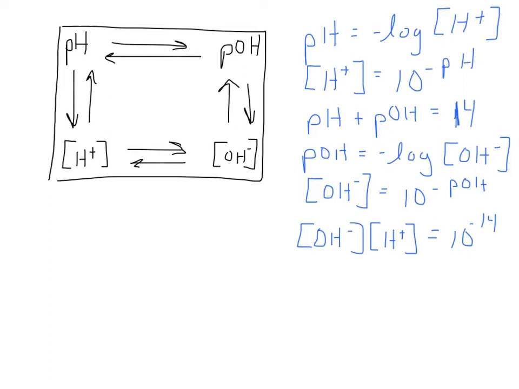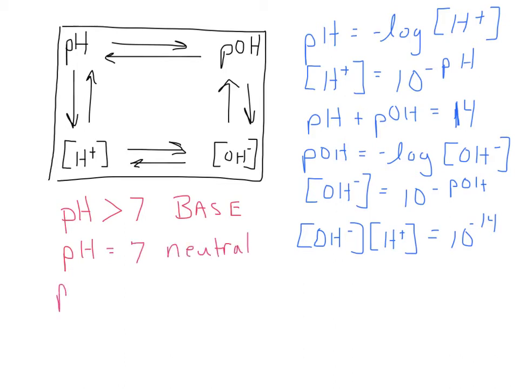You also need to remember that if your pH is greater than 7, then you've got a base. If your pH is equal to 7, then you are neutral. And if your pH is less than 7, then you're acidic, or an acid.